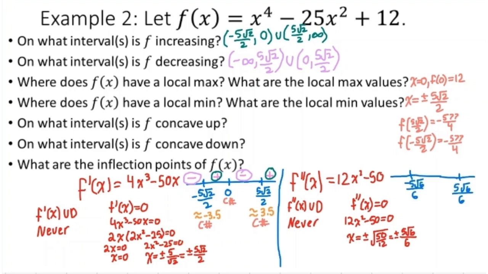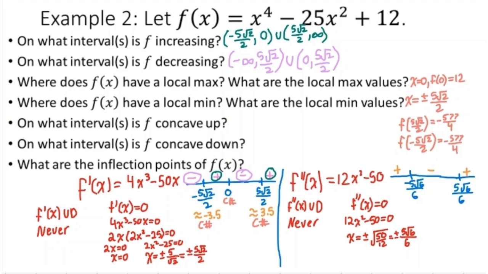So plotting our 2 partition numbers, this time we will take sample numbers and plug them into our second derivative. If you need to, you can approximate the 5 root 6 over 6, just like how we approximated the 5 root 2 over 2. When you pick your sample numbers and plug them in to your second derivative, our sign chart from left to right would be positive, negative, and then positive. Now to answer our last 3 questions.